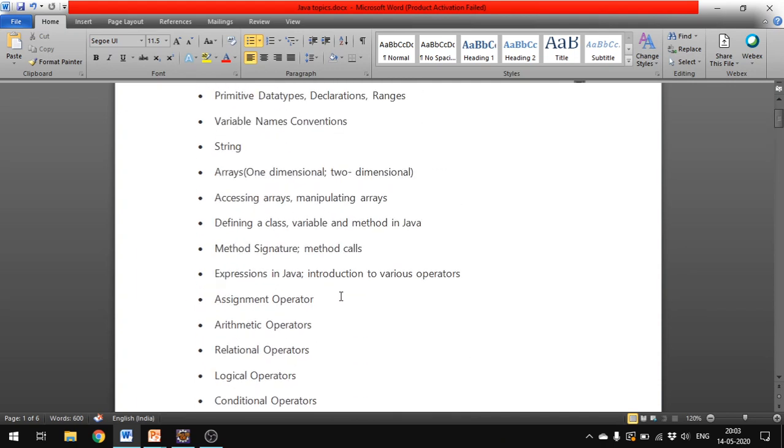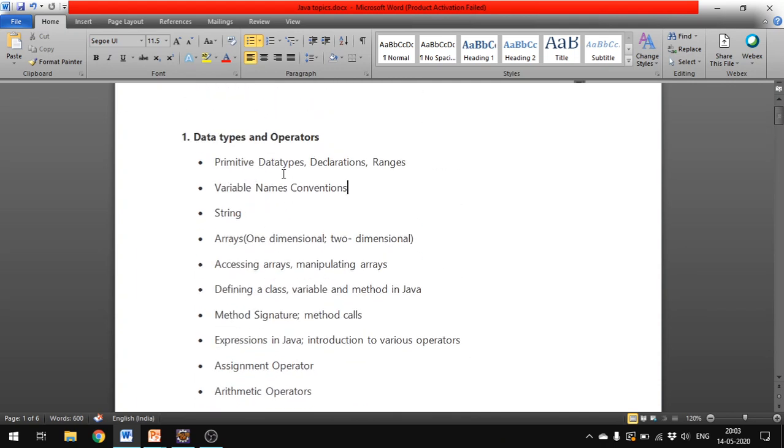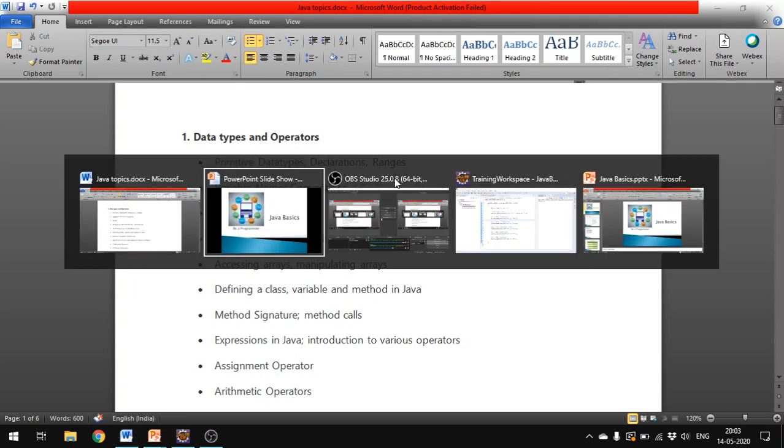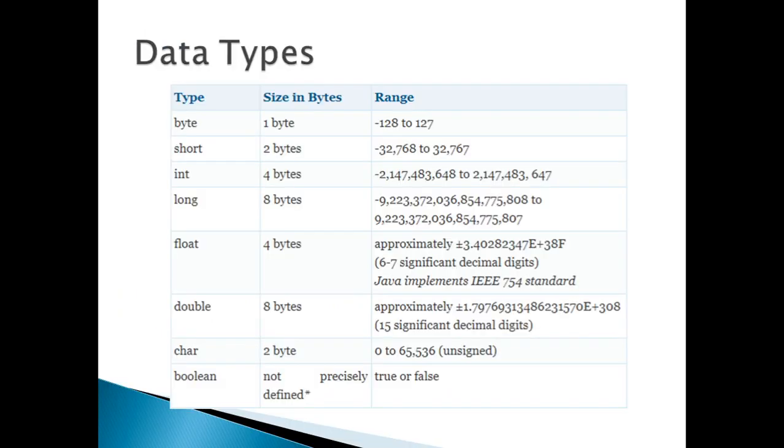Okay. So let's start from the primitive data types, declaration and ranges. Similar to any programming language, Java also has some primitive data types. Okay, so let me put the slide. So there are 8 primitive data types: byte, short, int, long, float, double, char, and boolean.